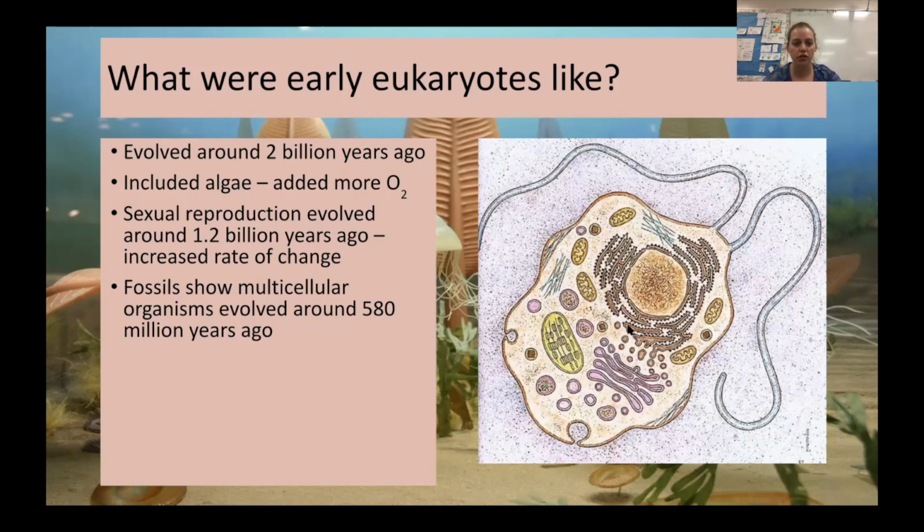Sexual reproduction appears about 1.2 billion years ago in eukaryotes, and this increased the rate of change. Remember, you're swapping DNA between two organisms. This allows for more genetic variation on our changing planet, and those changes could have helped organisms survive and reproduce and pass those traits on. We don't see our first multicellular organisms until about 580 million years ago, and this starts with algae mostly, that we see in the water.